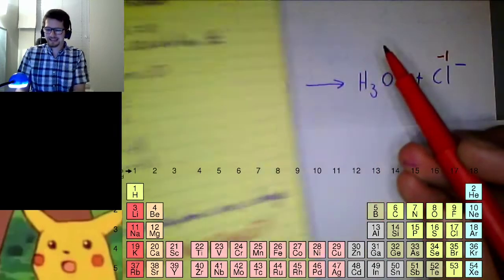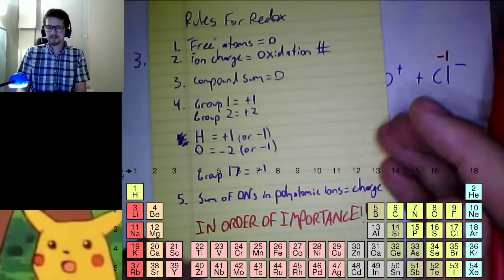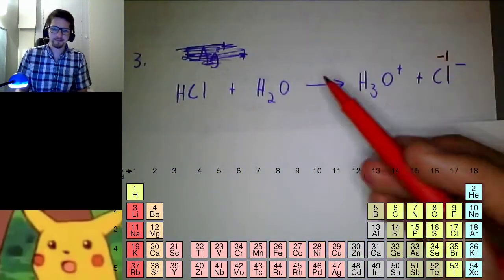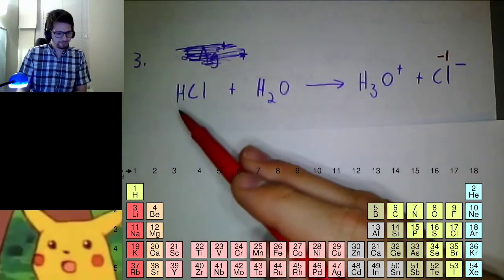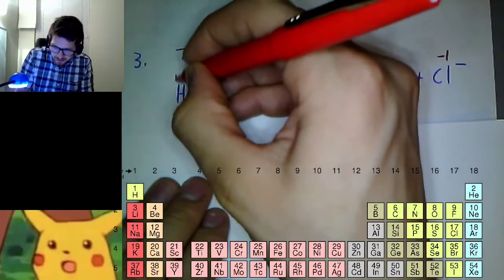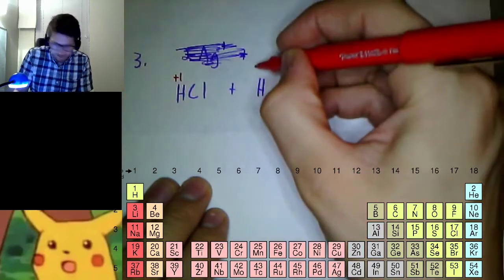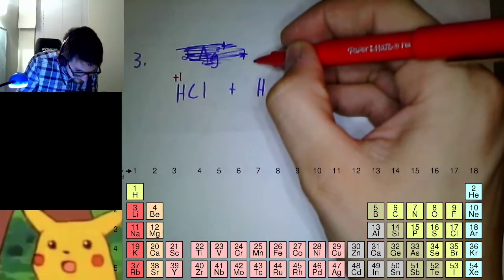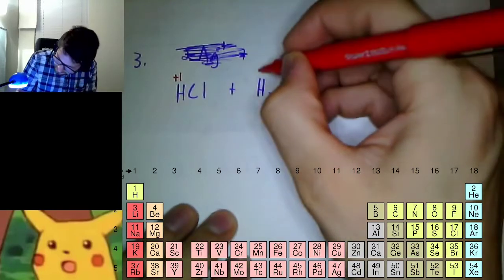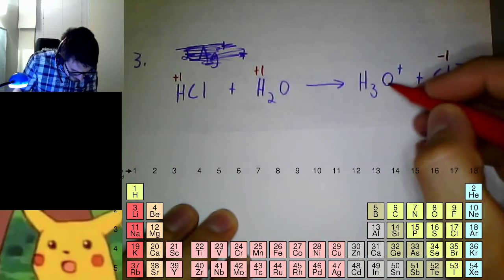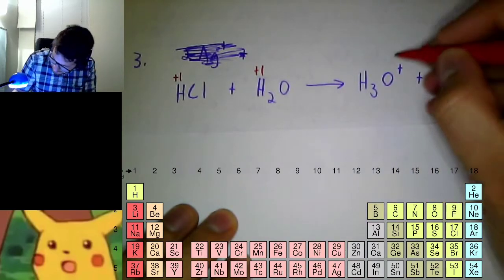Number 3, compound sum is 0. We can't really work with that yet. Group 1 gives me plus 1. Do I have anything from group 1 here? Do I have any H's, Na's, K's? I have an H, which makes my H plus 1. I have an H here. That would have to be plus 1. Oh, I can't see it. It's too dark for some reason. There we go. My H here, that would have to be plus 1.